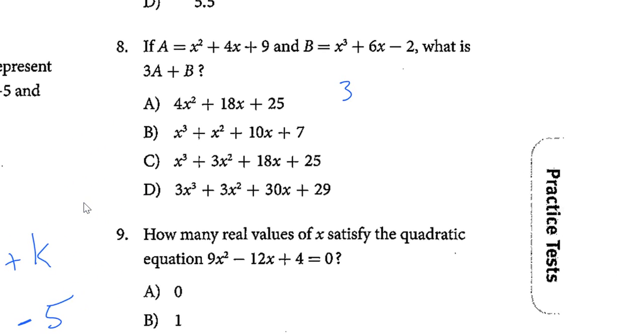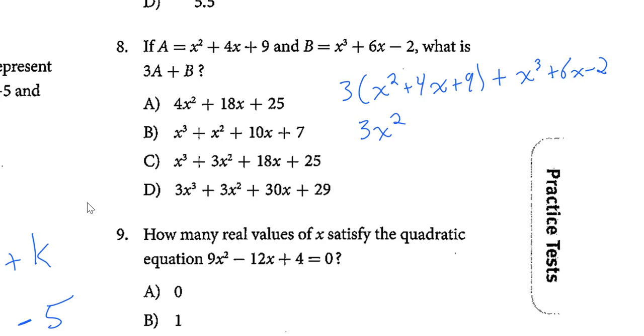So if we plug in here, we have 3 times x squared plus 4x plus 9, and then we're just adding B here. So I don't need any parentheses because I'm not distributing anything. Let's go ahead and multiply it out by distributing that 3. And then we just combine our like terms here. So when we combine, and they get written in kind of descending order of the exponents here, we'll arrive at choice C.